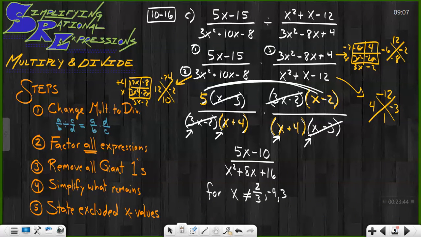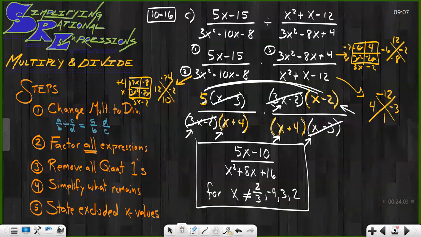And don't forget, it was originally division. This up here was originally in my denominator, so I also have to look there. So let's take a look at each one of these. Well, I've got 3x minus 2. I already did that one, 2/3. And x minus 2, the opposite of minus 2 is a positive 2. That's all my excluded values of x. So this would be my final answer.